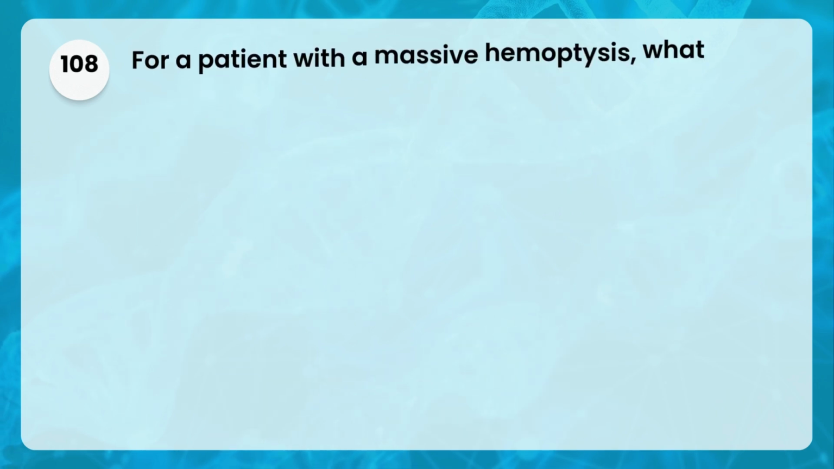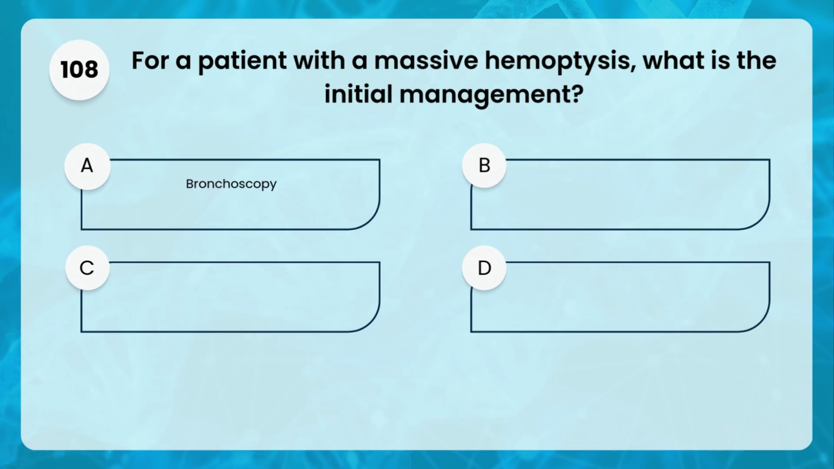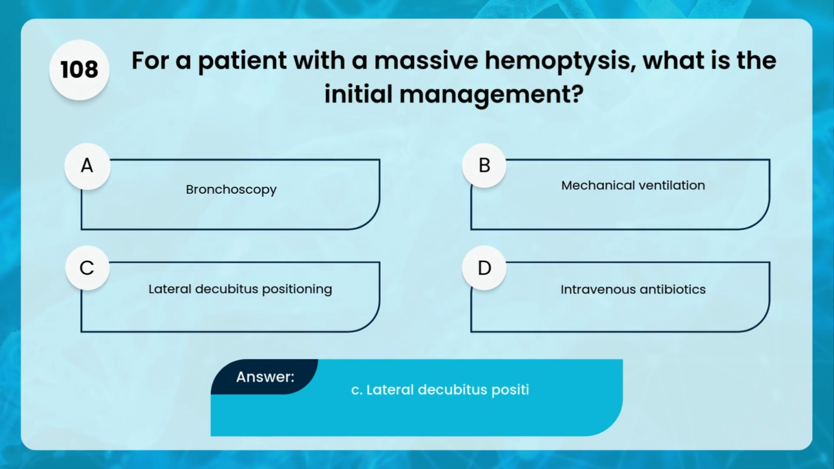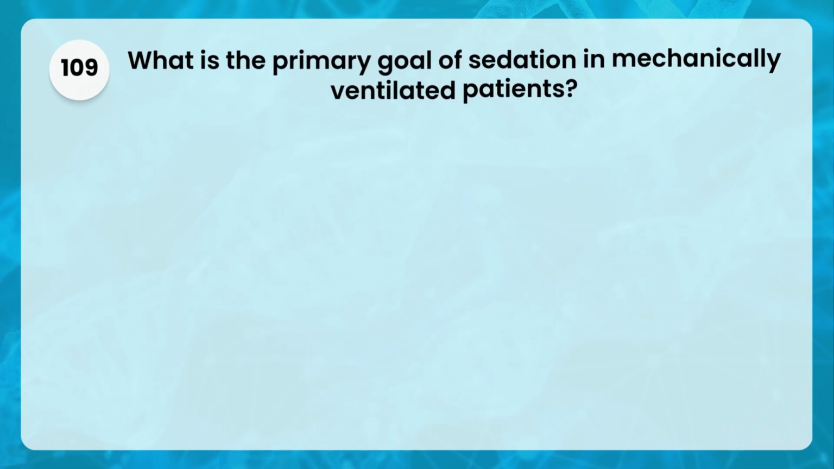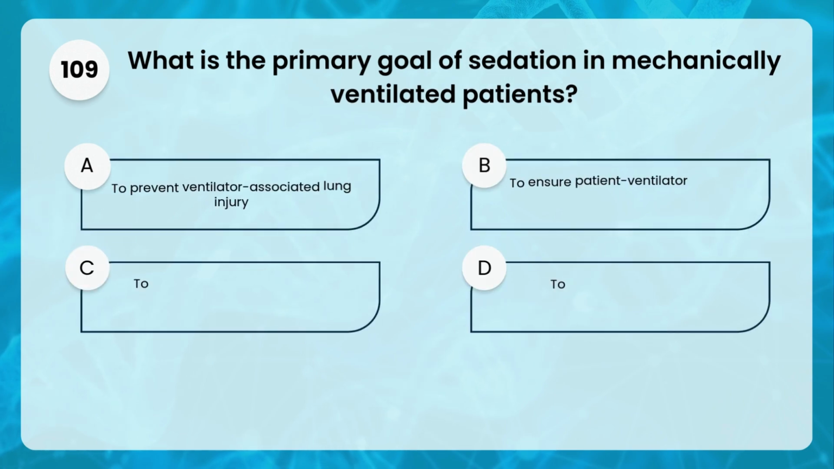Number 108. For a patient with a massive hemoptysis, what is the initial management? A. Bronchoscopy. B. Mechanical ventilation. C. Lateral decubitus positioning. Or D. Intravenous antibiotics. The answer is C. Lateral decubitus positioning.